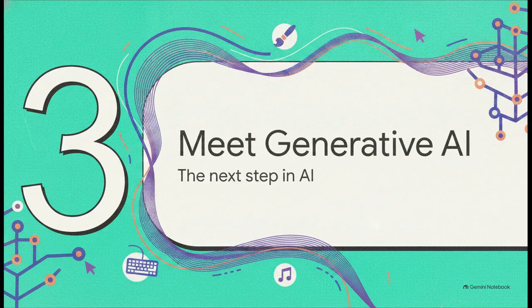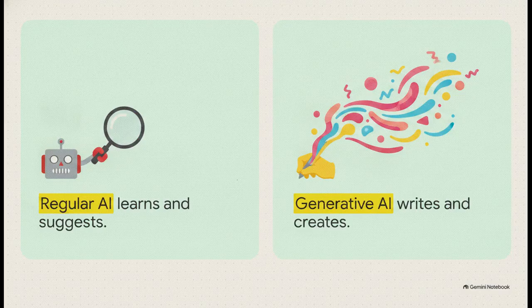Section 3. Meet generative AI. This is the big next step in AI technology. Let's compare the two so you can clearly see the difference here. On the left side, we have the regular AI we just talked about, the kind that suggests a movie or learns your daily commute. It's essentially a helpful suggester. But on the right, generative AI goes a massive step further. Tools like ChatGPT don't just suggest things, they actually generate entirely new things.